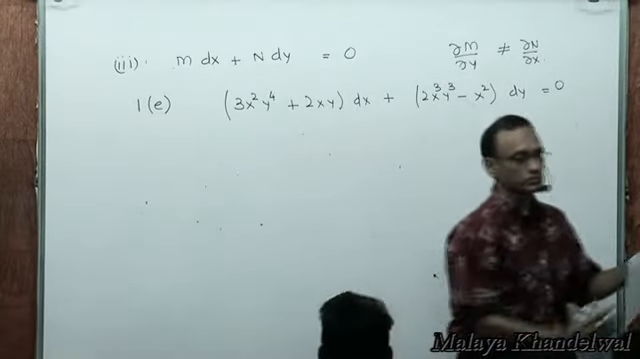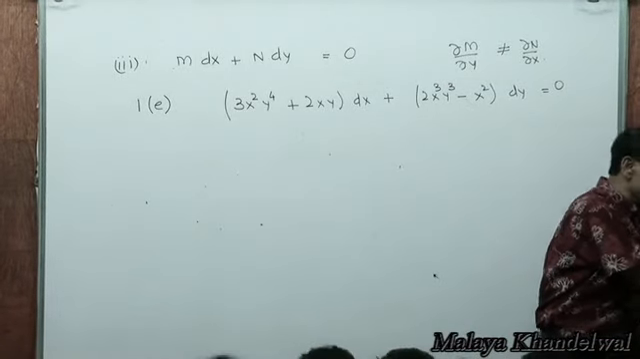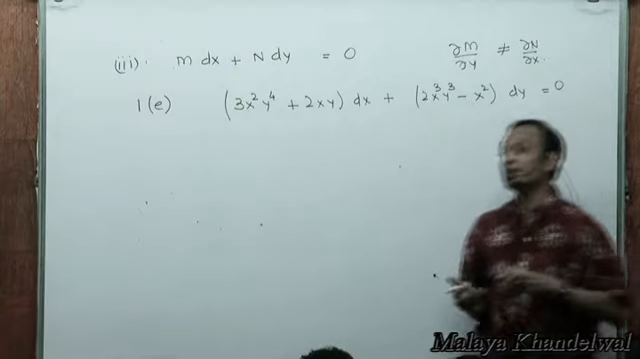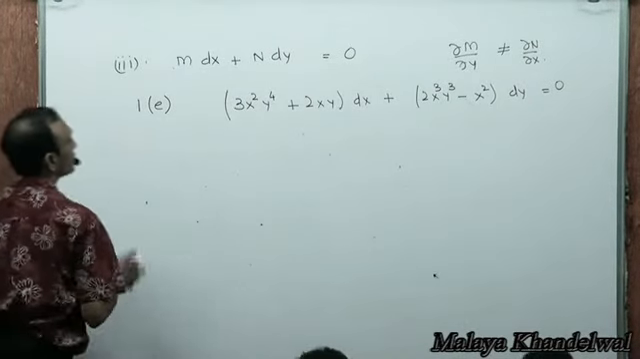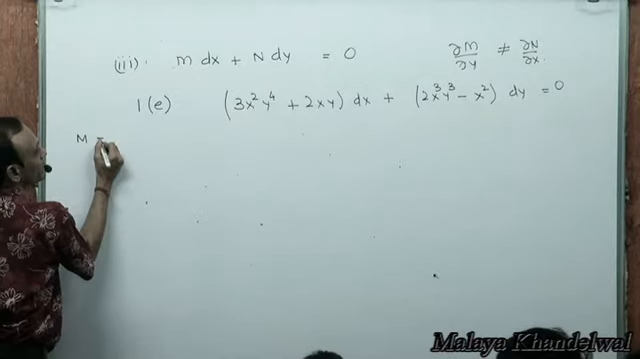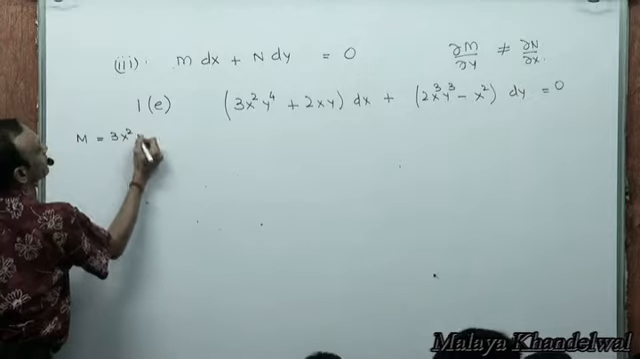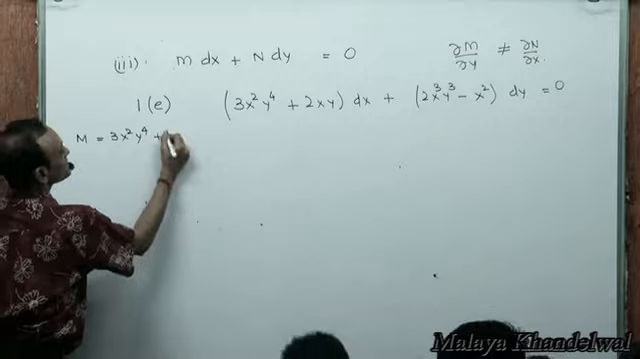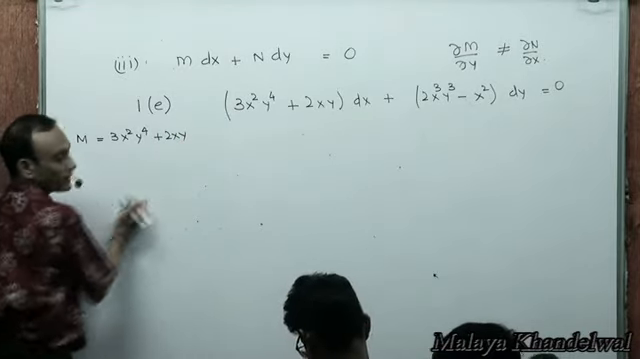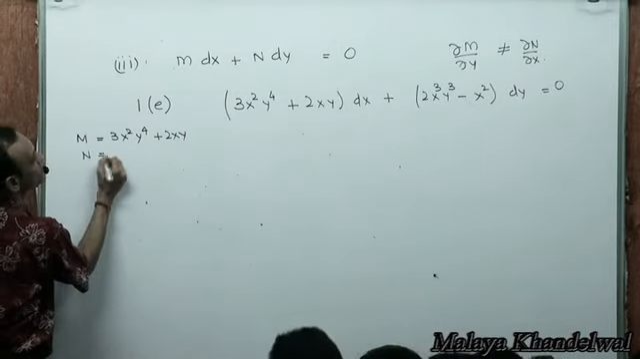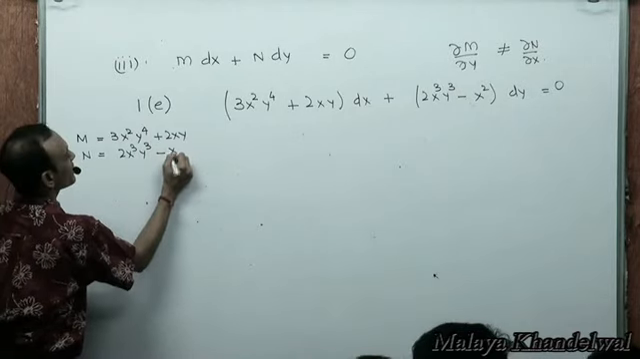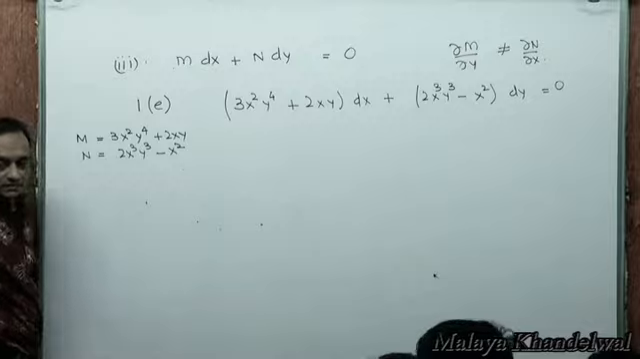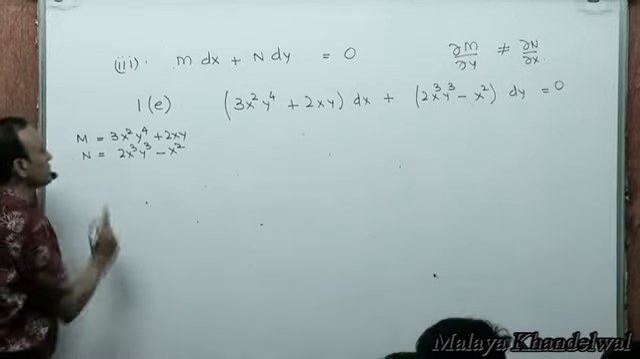Another differential equation. Let's be sure that it's not an exact differential first. What's my M? M is clearly 3x squared y to the power 4 plus 2xy. What is N? N is 2x cubed y cubed minus x squared. That's N. So M dx plus N dy.